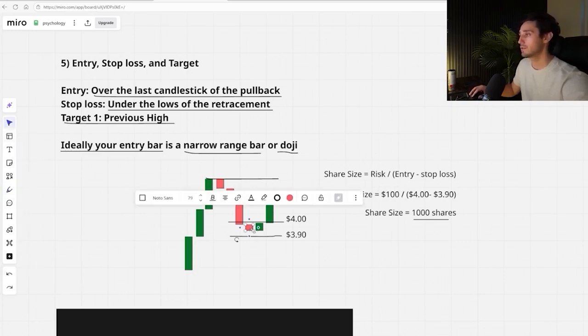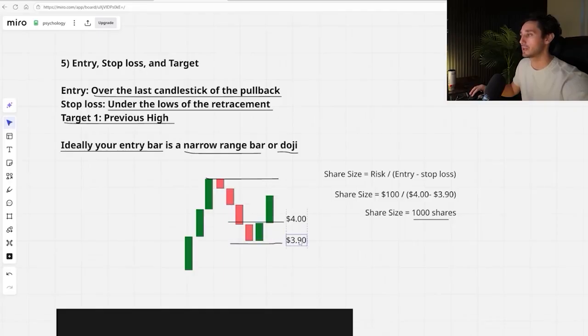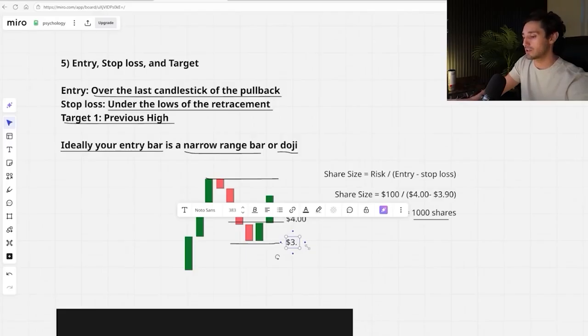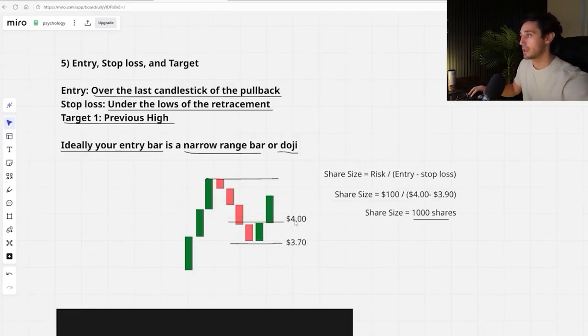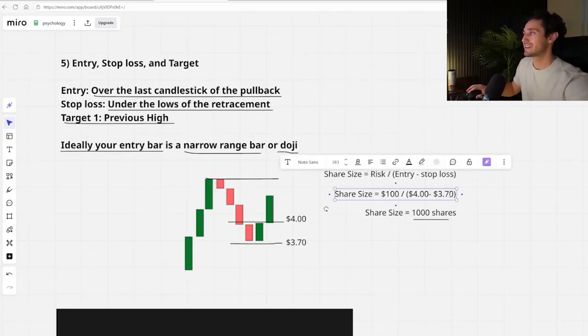Well, let me give you this example. Let's say this is a really large candlestick like that. Let's say these candlesticks are larger. And then all of a sudden we have a much bigger stop, where instead of our stop being at 390, let's say our stop is at 370. Then we have to change the formula around because our entry remains the same, right? But our stop loss is different.